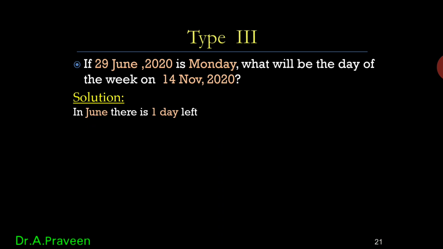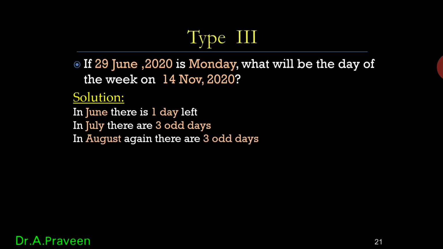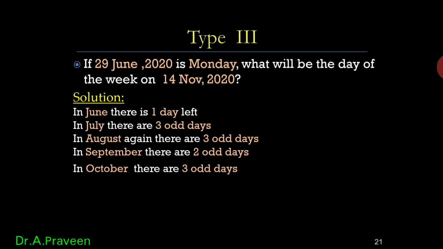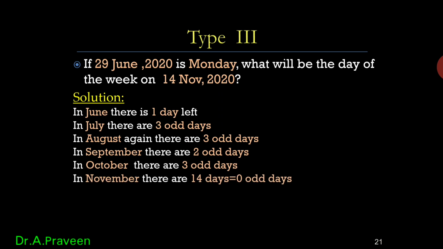Now you have to calculate the number of odd days in the month of July. July is a month with 31 days, so in July there will be 3 odd days. The next month is August, again a month with 31 days, so the number of odd days is 3 again. Next, September is a month with 30 days, so the number of odd days is 2. The next month is October, a month with 31 days, so the number of odd days is 3. And in November, starting from 1st November, it is enough if we move up to 14th November. So the number of days will be 14. 14 divided by 7, the remainder is 0. So 14 days is equivalent to 0 odd days.